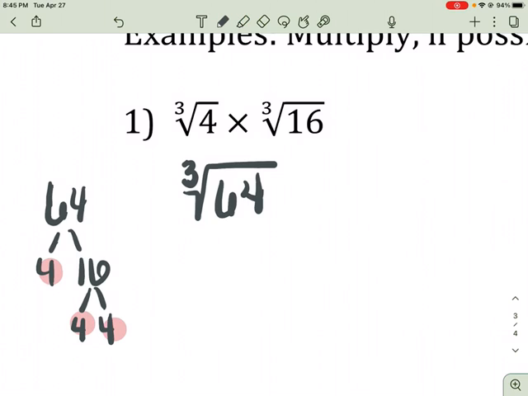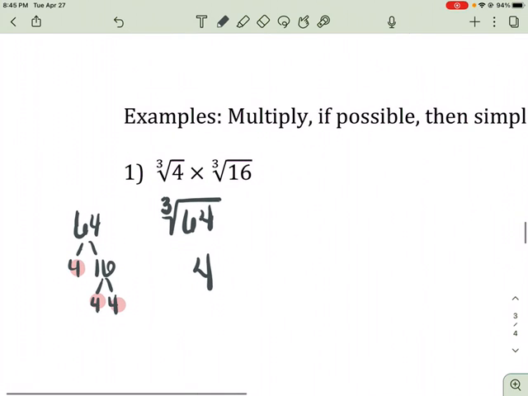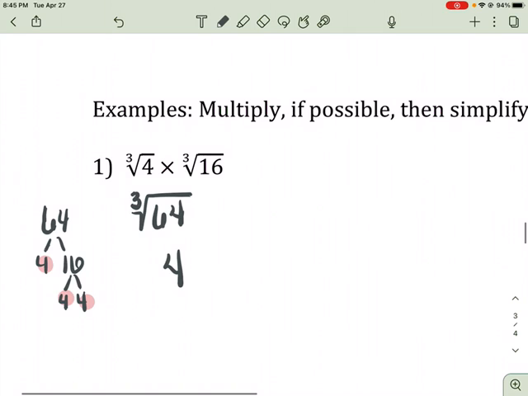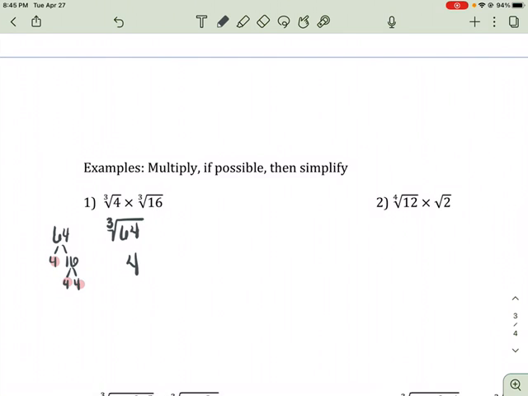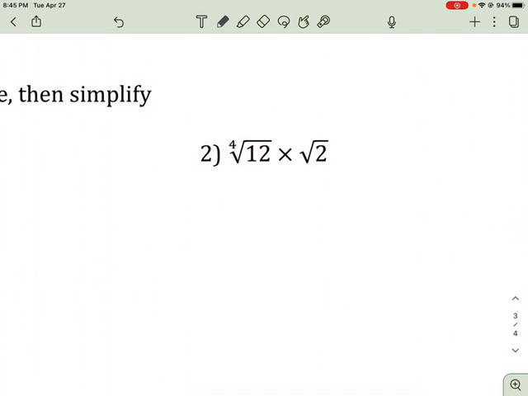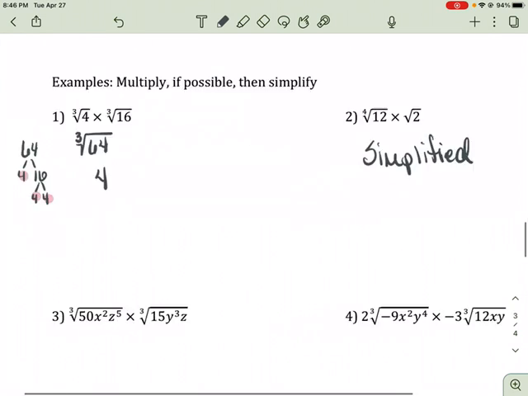So that's 4. There we go. Now, could I have done this as... No, I can't do the cube root of 4 times the cube root of 16. I have a 4th root with a square root. Can't do it. So we're going to say this is simplified. Okay. All right, let's try this one.